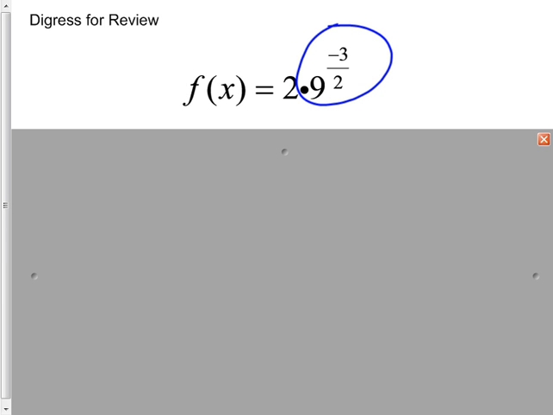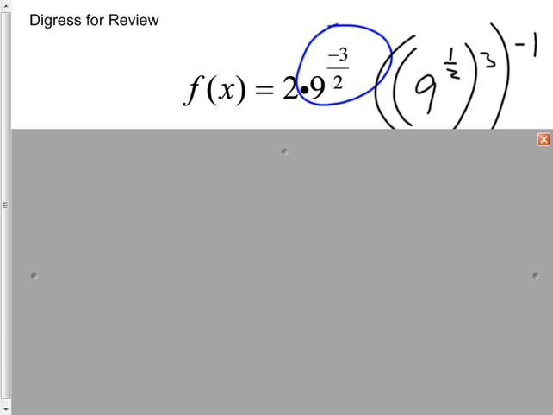All right, so hopefully you knew that it was 9 to the 1/2 to the 3rd to the -1, and that would be 3. 3 cubed is 27, flip it and it is 1 over 27. So 2 times 1/27 is 2/27. Raise your hand if you followed that. You understand that. Okay, good. Moving on.